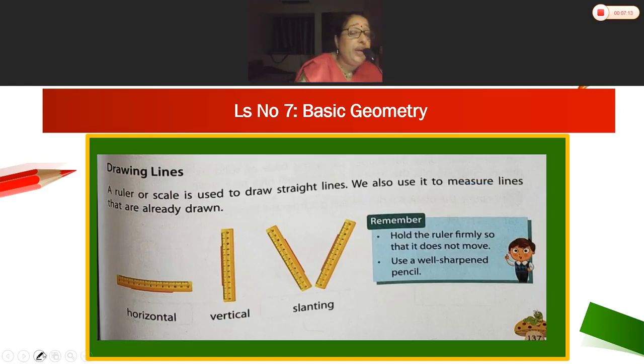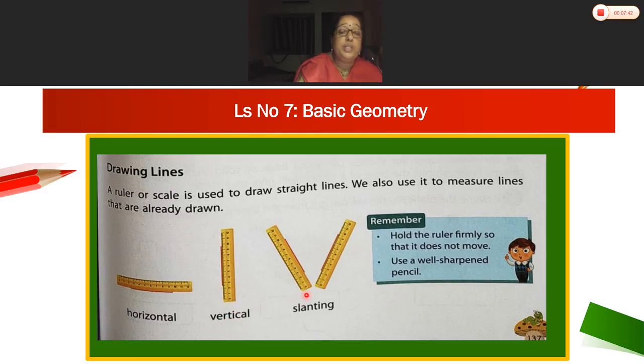Now drawing lines, we are going to draw a line. A ruler or scale is used to draw straight lines. We also use it to measure lines that are already drawn. Now here you can see horizontal. The scale is horizontal. Now here, vertical line.